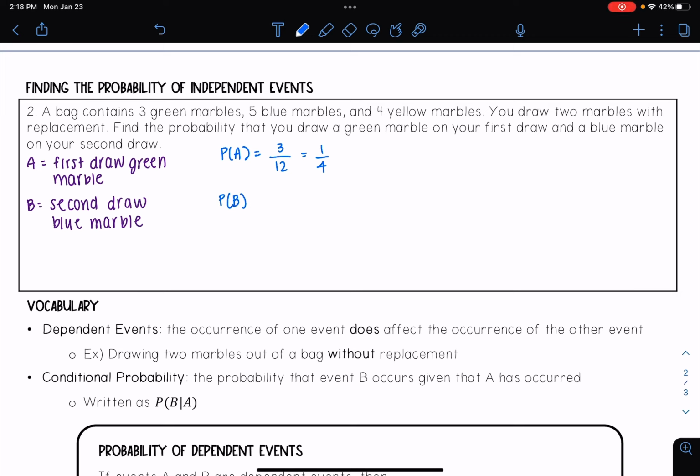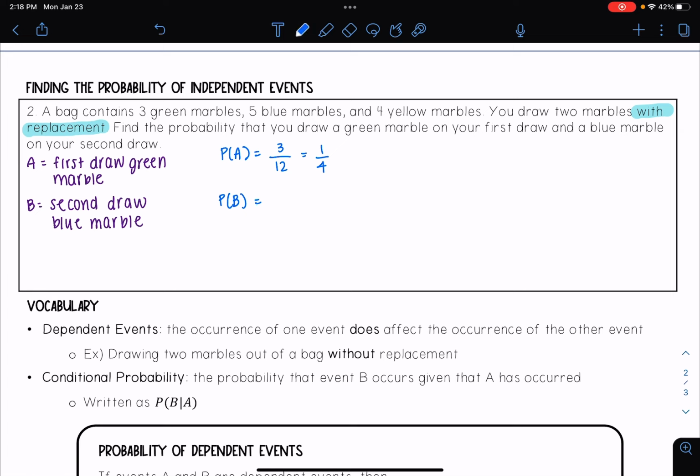Now the important thing here, just to pause, is we know this is independent because we're drawing 2 marbles with replacement. So with replacement means I draw that first marble, note what it is, and then I put it back in the bag. So that means I can draw that same marble again. That's going to be important when we look at dependent events in the next video.